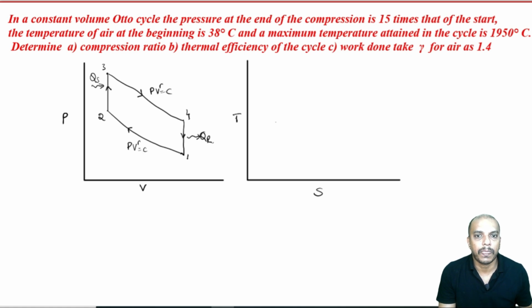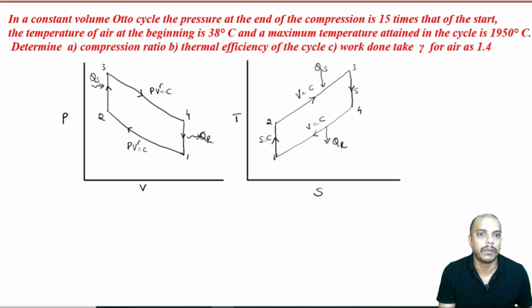In TS diagram, we know that 1 to 2 would look like an isentropic process because that is PV power gamma or reversible adiabatic or isentropic compression. Then constant volume heat addition, this is where our heat is added. And then 3 to 4 is reversible adiabatic expansion. And again 4 to 1 is constant volume heat rejection. So, this is our entropy constant or PV power gamma constant.